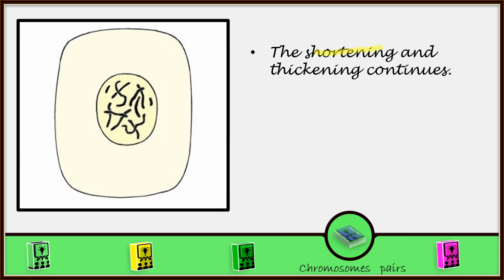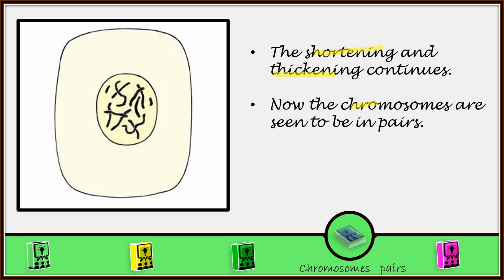The shortening and thickening continues. Now the chromosomes are seen in pairs. You will see that the chromosomes become shorter and thicker, and you will see them in pairs.